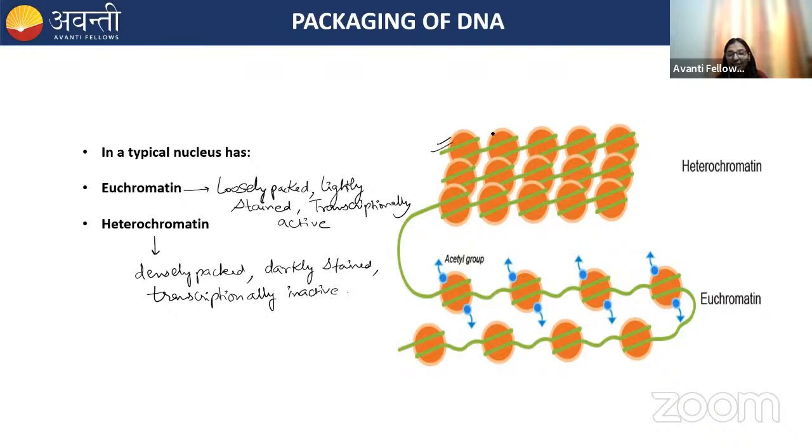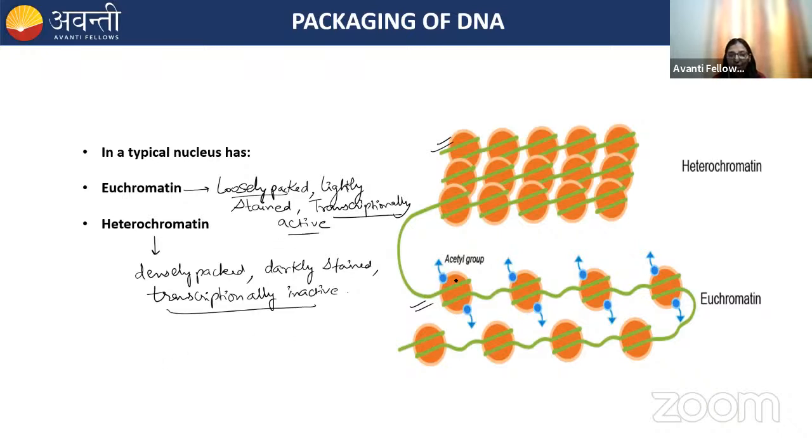This is the heterochromatin. You can see the DNA or the chromatin here is tightly packed. Because it is tightly packed, the transcriptional machinery cannot access the DNA, so transcription will not take place. So the heterochromatin region is transcriptionally inactive. Whereas in euchromatin, the chromatin is loosely packed and the DNA is exposed, so the transcription machinery can easily access the DNA and transcription can take place. So euchromatin is transcriptionally active.